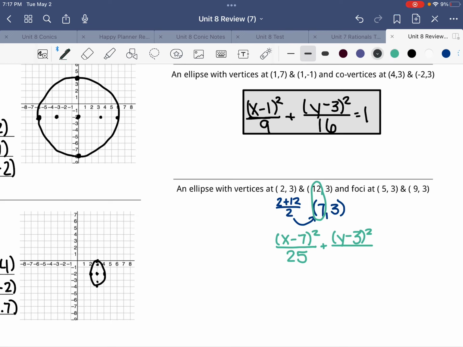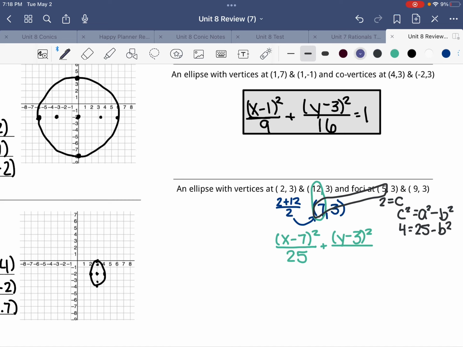Now, you can't tell the difference in y because they're all 3 for both the vertices and the foci. So what you do is you calculate the distance from the x part of the center to the foci, which I guess would be 7 to 5. Now that distance is 2, and that will give you c. And we're going to plug that into c squared equals a squared minus b squared. So 4 equals 25 minus b squared. Sorry, it should be minus b squared, not plus.